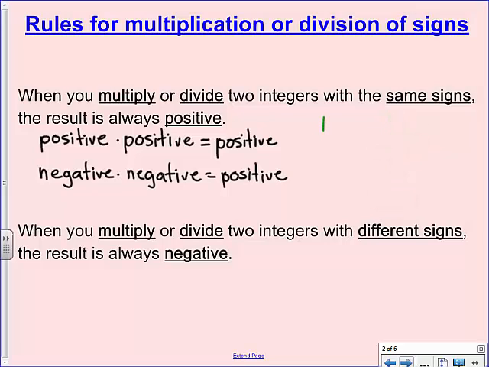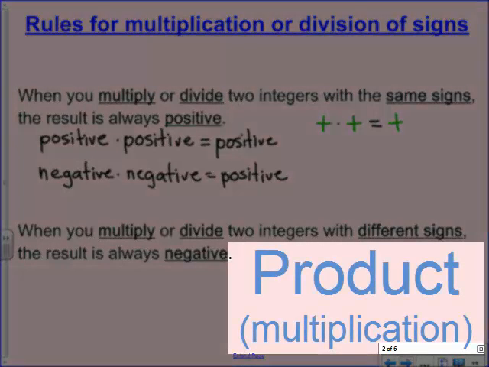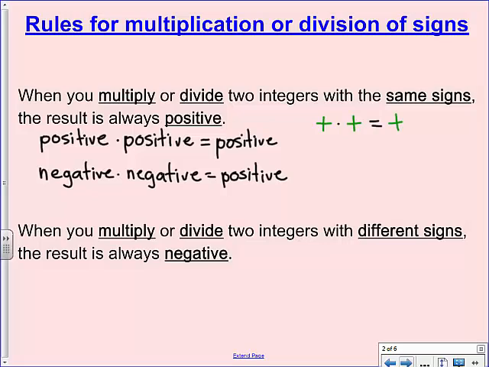When we multiply a positive integer times another positive integer, the product is going to be positive. Remember, we refer to product as the answer when we multiply two numbers. If we're multiplying, the answer is called the product. Now, if we multiply a negative integer times another negative integer, the product is going to be positive as well.